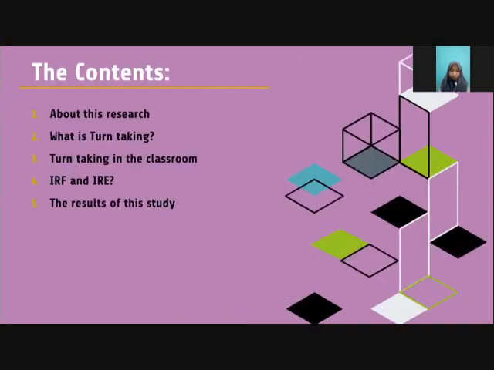Here are the contents that I will present today. There are five. The first is about this research. Second, what is turn-taking? The third, turn-taking in the classroom. And then the fourth, IRF and IRE. And the last is the result of this study. So let's get to know these subtopics one by one.